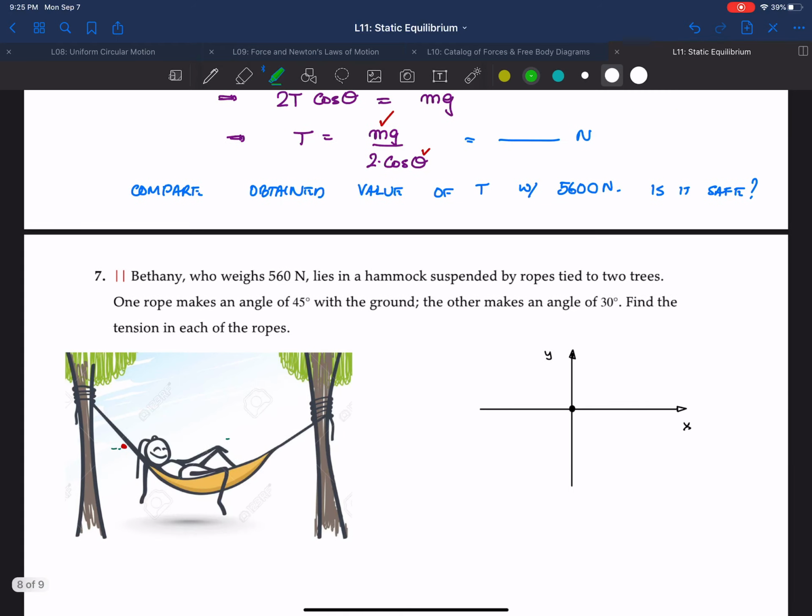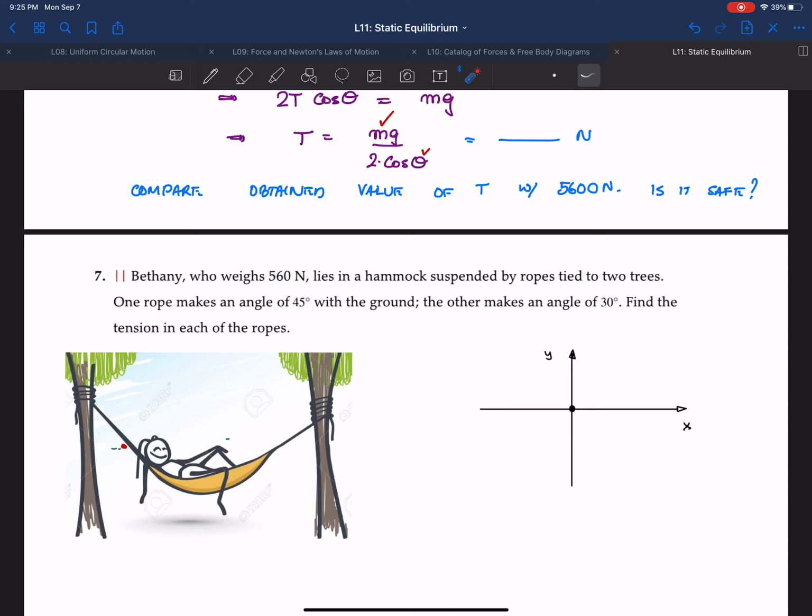Let's look at another static equilibrium problem. Bethany, who weighs 560 newtons. Just again, reading the problem, you'll see her weight is given. That's not the mass, that's the weight.